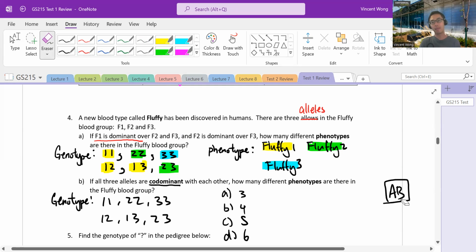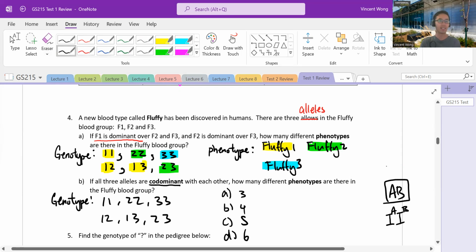If someone is AB blood group, that means they have allele IA and IB, and both of them are going to be expressed. So over here, if you have 1, 1, then that's going to be fluffy 1, fluffy 2, fluffy 3. So that's 3 types already. And if you have 1 and 2, because they are codominant, both of them will be expressed. So you will have both fluffy 1 and fluffy 2 on the surface of the cell. So that counts as a new type of blood, right?